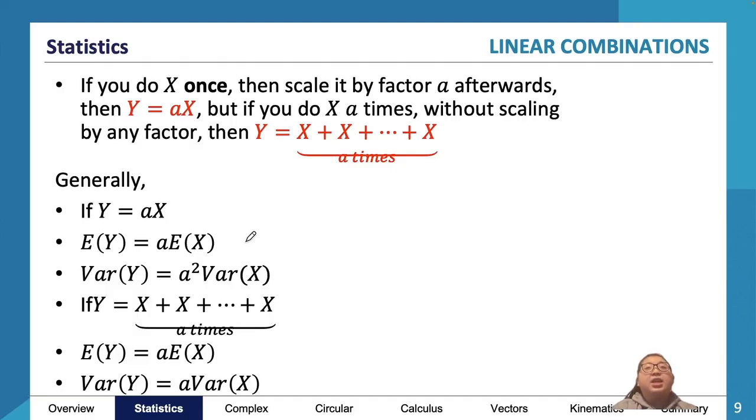And the idea behind that is that if we do x once, but then scale it by a factor after, then what we're going to have here is y equals ax, or the variable equals an ax value. Compared to if we do x several times without scaling it, we just add the numbers together. So it's important whether you're doing the same thing a couple of times and then comparing what the overall outcome is, compared to if you do it once and then just use that once to estimate.